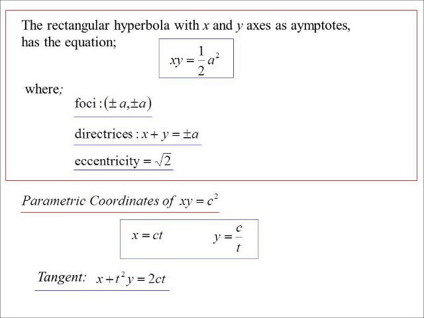The tangent, when you work it out, turns out to be x plus t squared y is 2ct. And the normal, look at that lovely expression, t cubed x minus ty is c times t to the power of 4 minus 1.